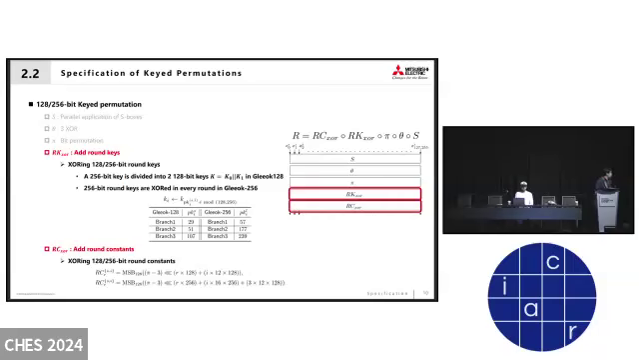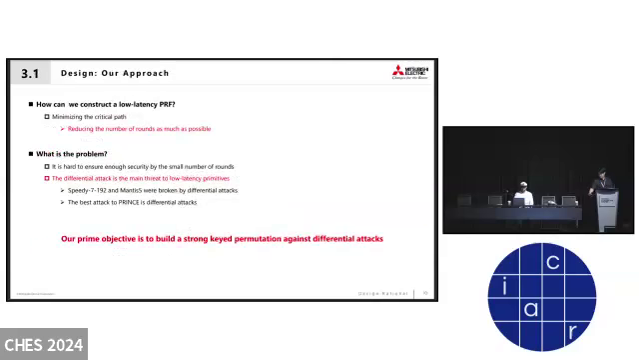And lastly, the round constant. So we use the decimal part of pi as a round constant. Okay, so from this slide, I'll explain the design rationale of GREOC.